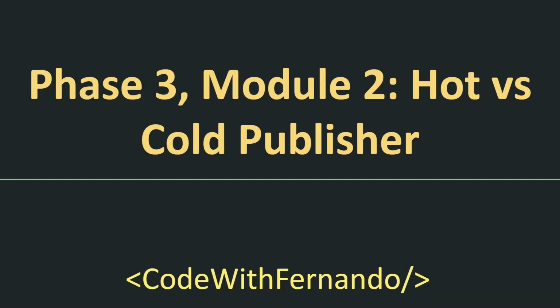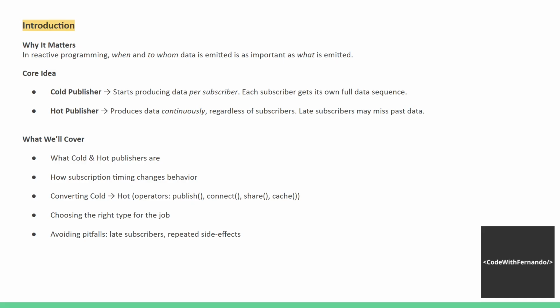Today we are going to see Phase 3 Module 2, Hot versus Cold Publisher. Okay, this is going to be a little bit of introduction. And why does it matter? In reactive programming, when and to whom data is emitted is as important as what is emitted. This is a core idea. It's really important to pay attention to this. Once we understand this, reactive programming is going to be so much easier to understand.